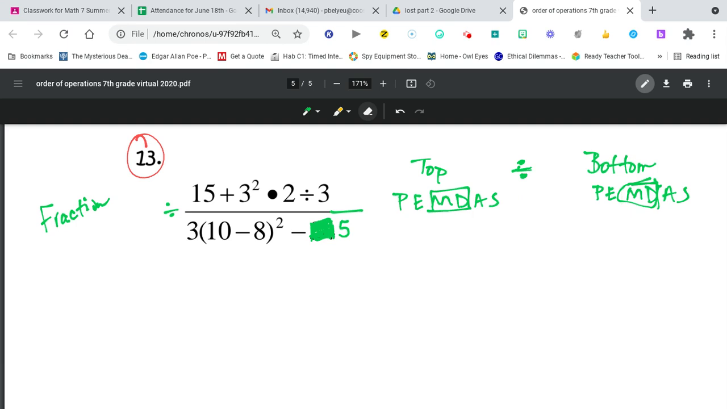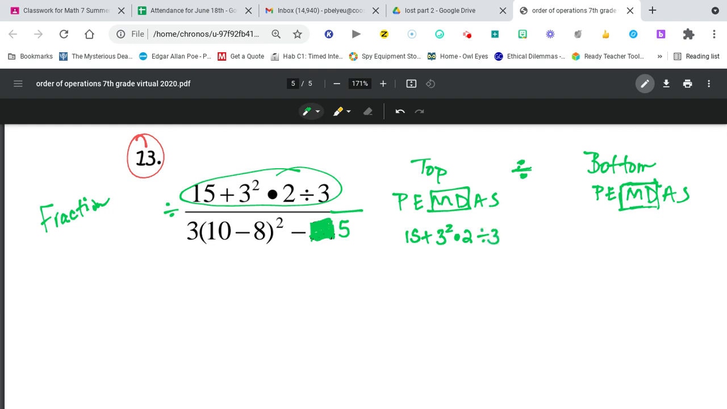Let me write that a little better. I don't like that. So I'm going to write the top part. So this is the top part up here. Let's write it: 15 plus 3 to the second power times 2 divided by 3.